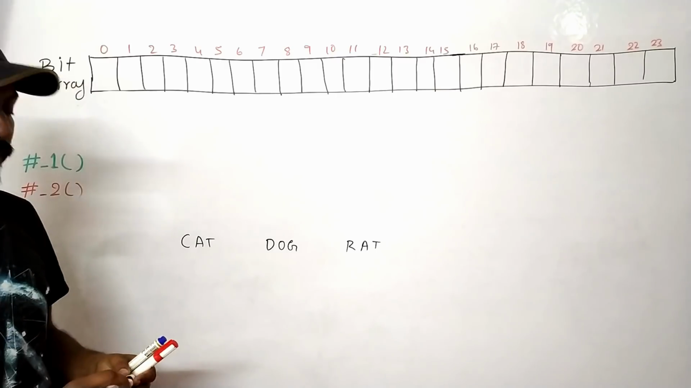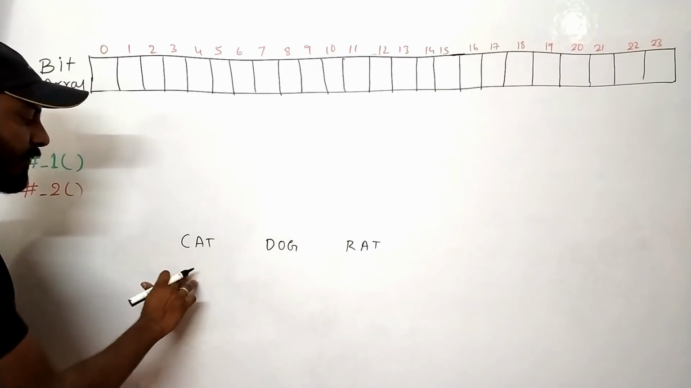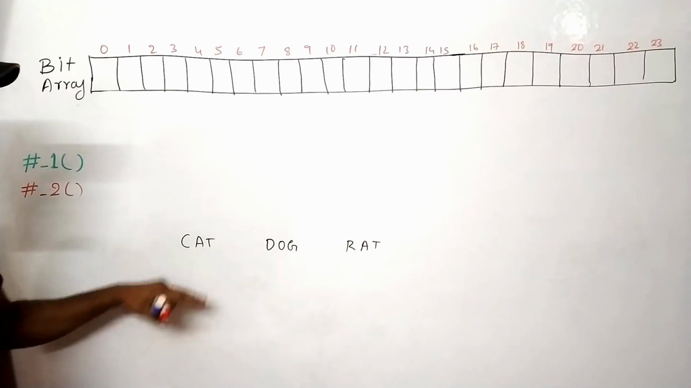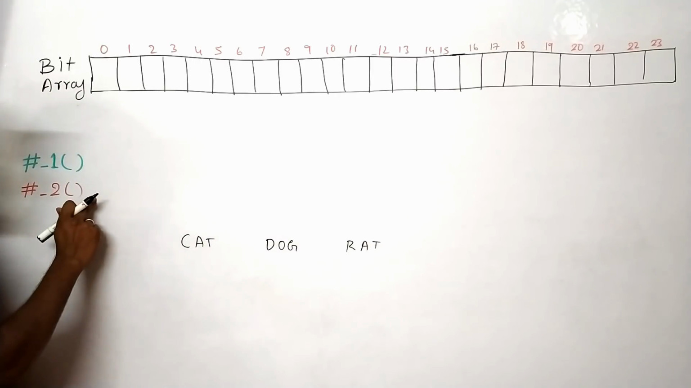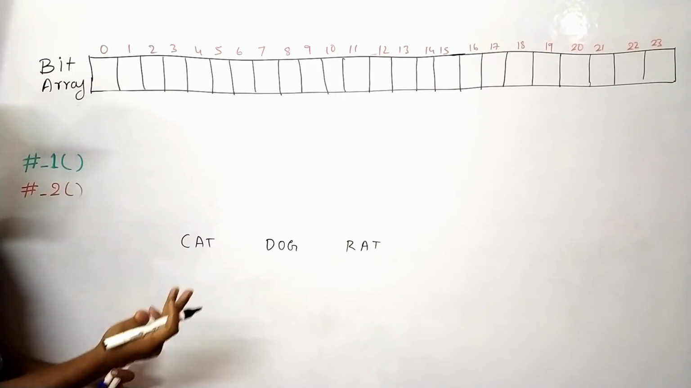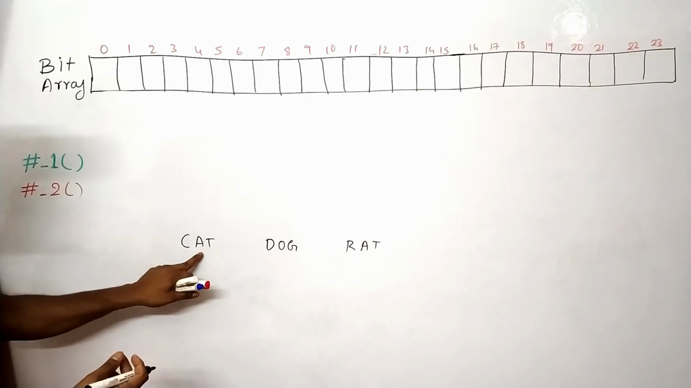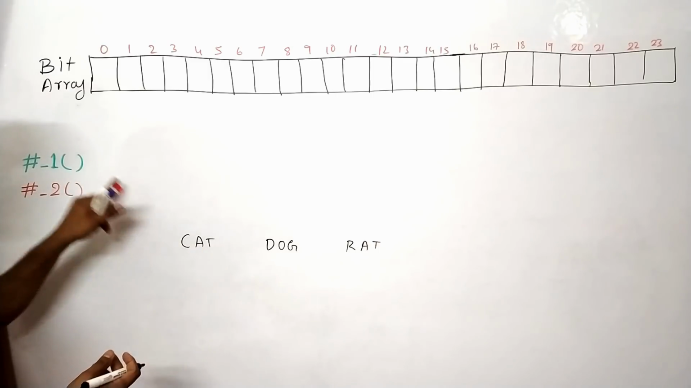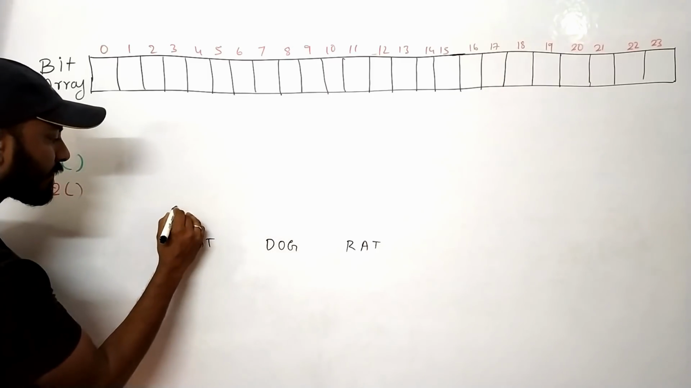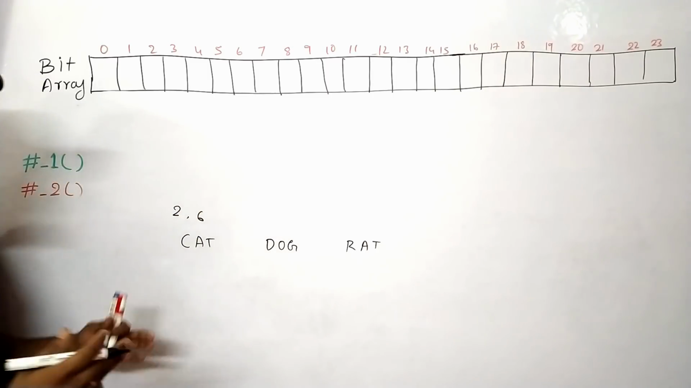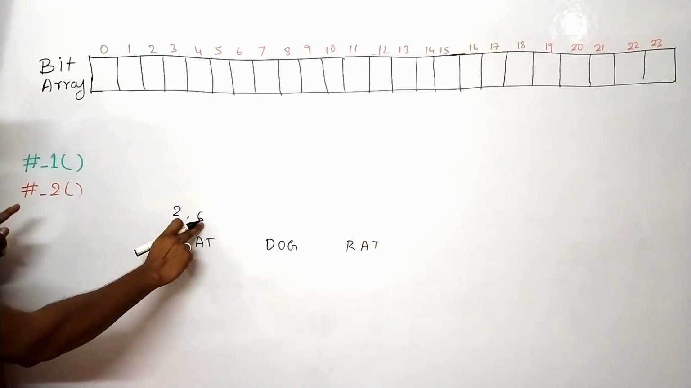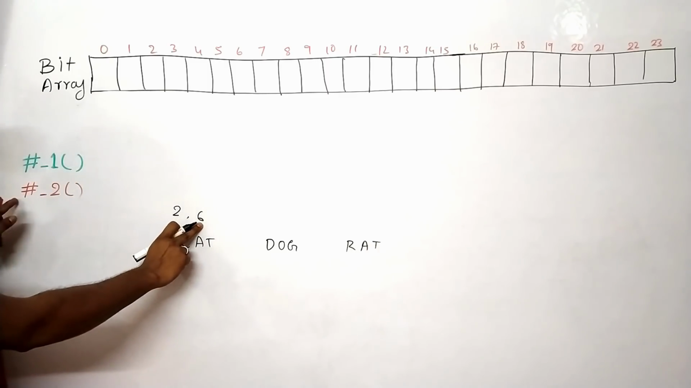Now say this is the first input we are going to save in the Bloom filter. When you get this input, pass it to these two hash functions, and these two hash functions will generate a unique number. Consider when I pass cat into these two hash functions, we got 2 and 6. This is the output of hash function 1, and this is the output of hash function 2.